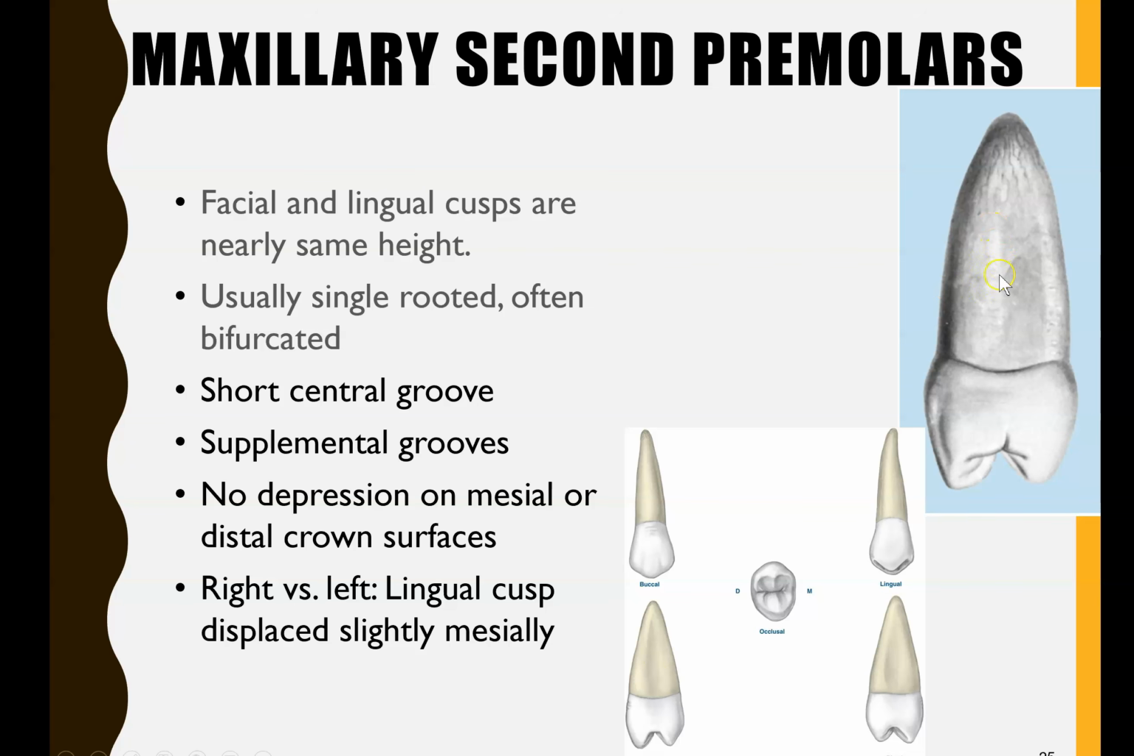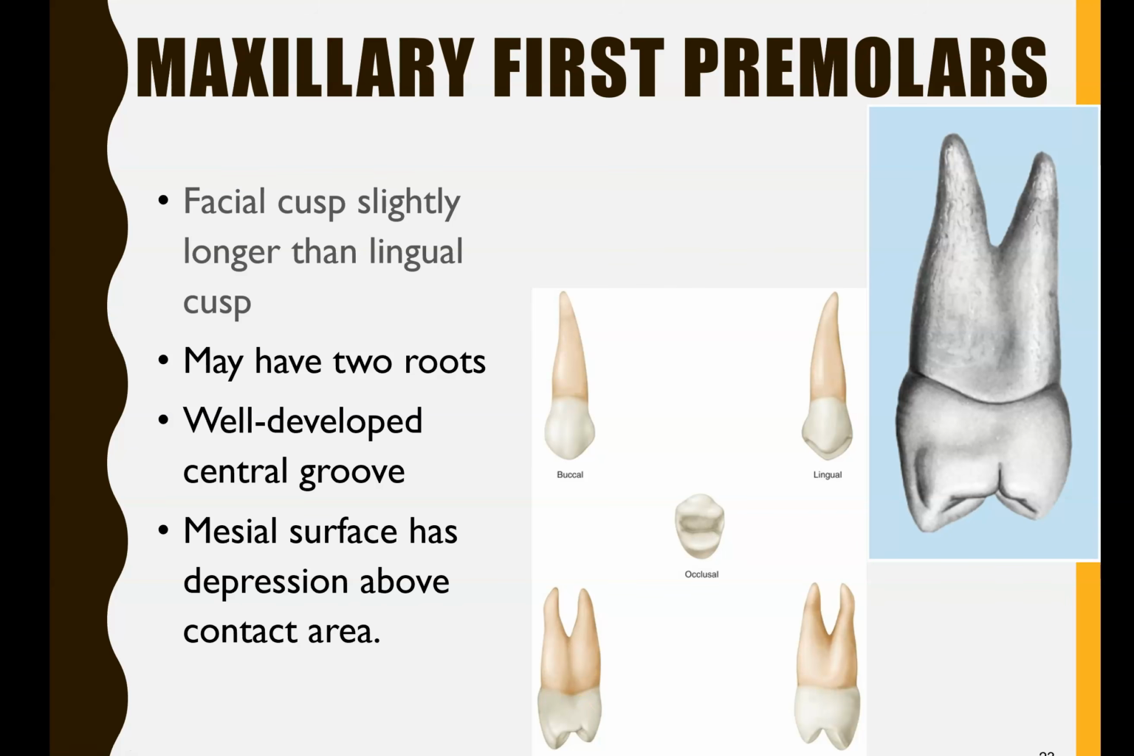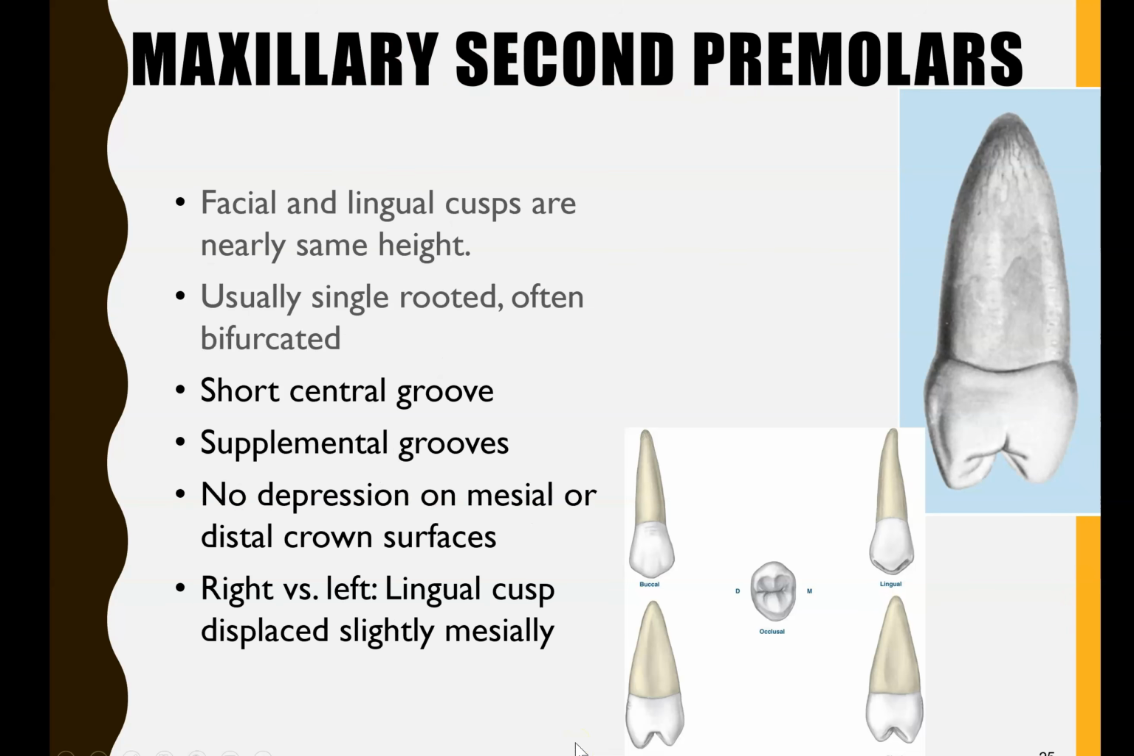When we look at the maxillary second premolar, we only have 1 root. And when you look at the cusp height, they're kind of equal. Do you not see that? Their facial and lingual cusps are nearly the same height. Whereas when you look at the maxillary first premolars, we notice that discrepancy in the height. The facial cusp is longer compared to the lingual cusp. So that's something unique about the second premolar.